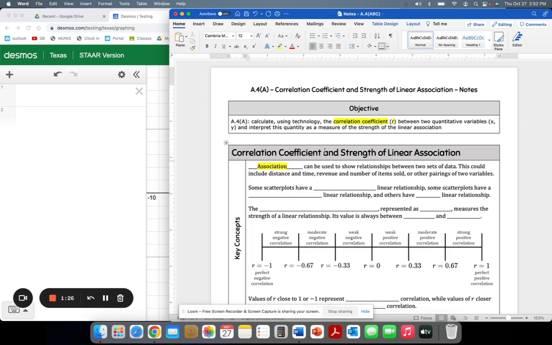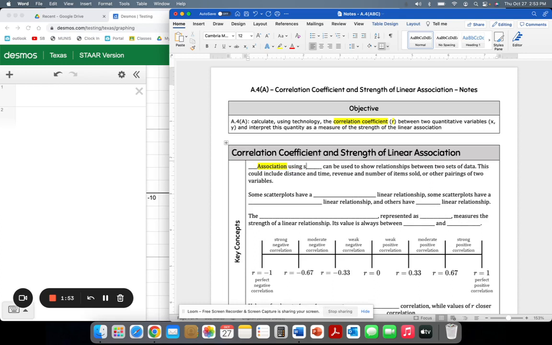This could include distance and time, revenue and number of items sold, and other pairings of two variables. I mean, these are just examples. If they are connected or related or associated with each other. Some scatter plots have a blank relationship. Okay, so this is association.